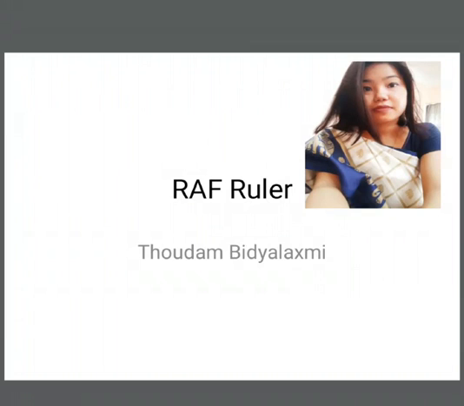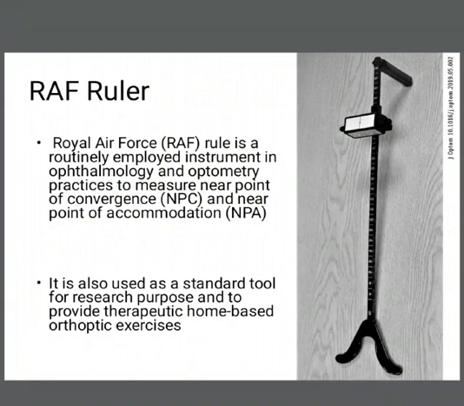Welcome to this video. Here I am going to discuss the RAF ruler. RAF stands for Royal Air Force Rule. It is a routinely employed instrument in ophthalmology and optometry practices to measure near point of convergence and near point of accommodation. It is also used as a standard tool for research purposes and to provide therapeutic orthoptic exercises.